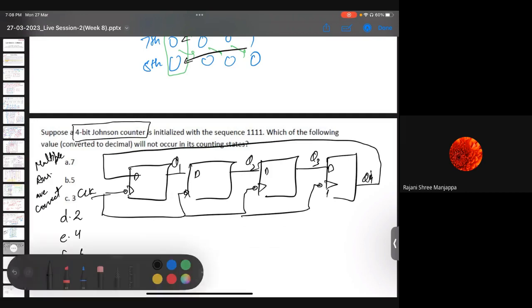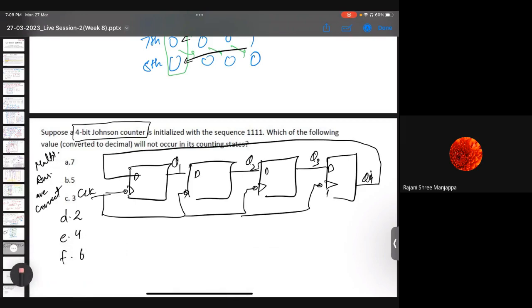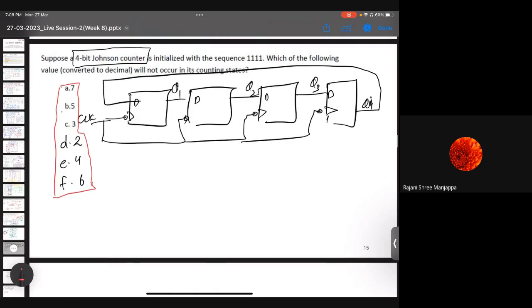So we have 6 options for this question. You need to tell me what are the correct answers. Which of the following states will not occur, it is saying. I'll give you maybe 2 minutes. It is easy. Okay, so one answer is 2 will not occur. Any other answer? 5. 5 also. Okay. Any other answer?